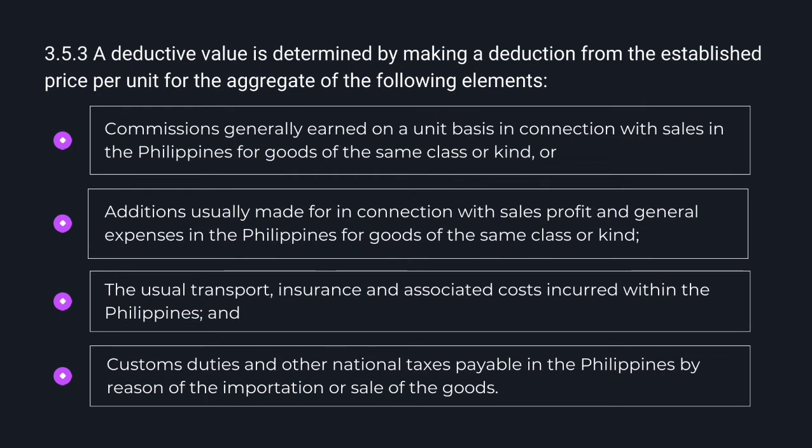And second, in the Philippines, additions are often made in conjunction with sales, profit, and general costs for commodities of the same class or sort. The third is that within the Philippines, typical transportation, insurance, and associated expenditures. And last one is the customs charges and other national taxes levied in the Philippines as a result of the items' importation and sale.